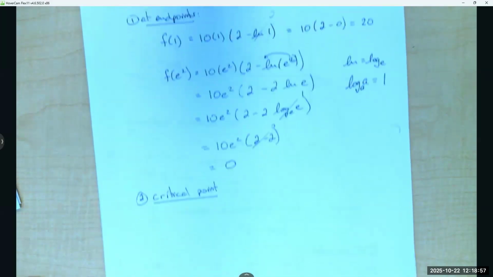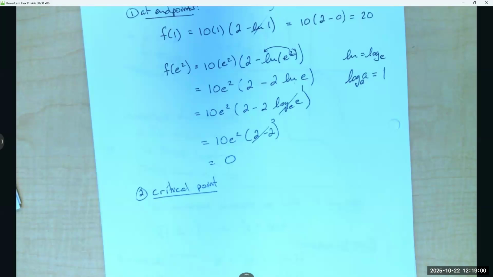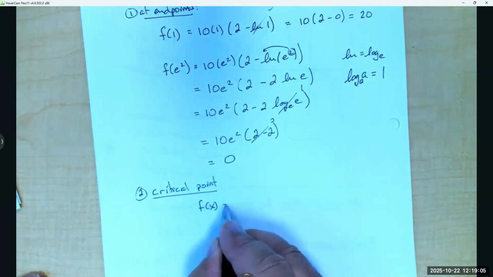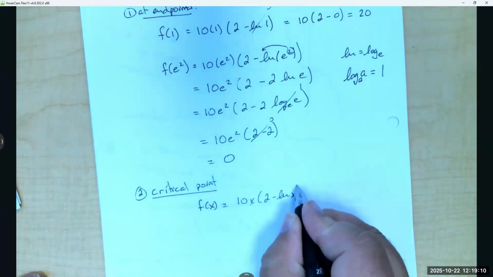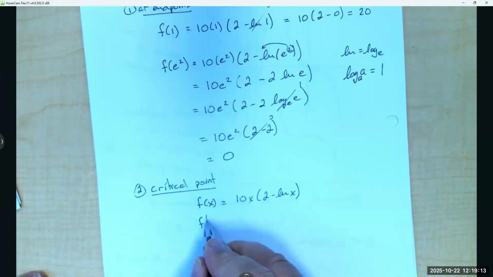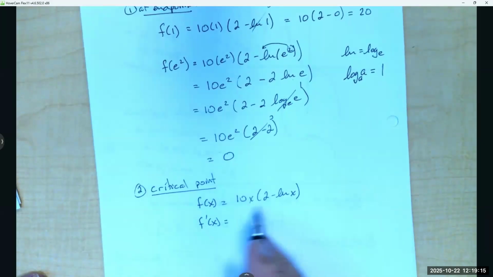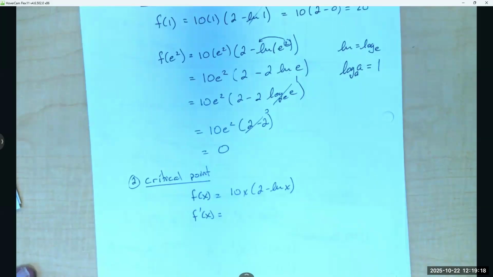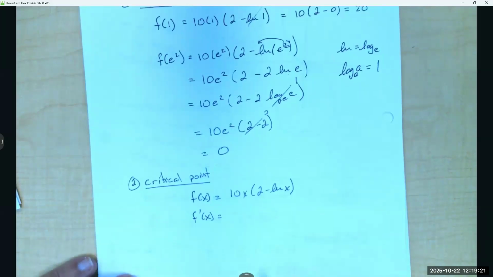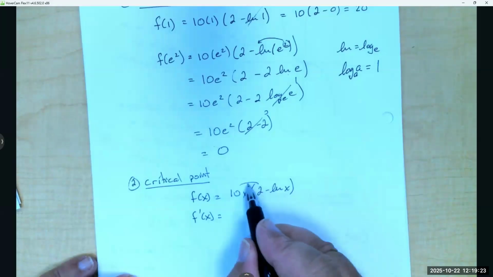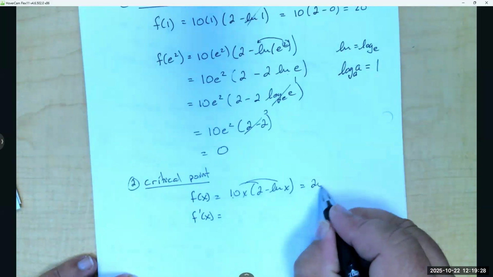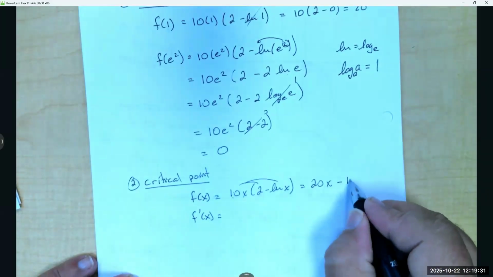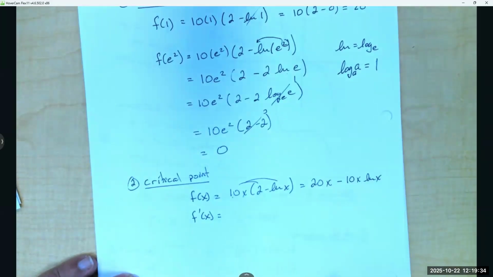The critical point. How do we find the critical point? You find the first derivative and set it to 0. Find the first derivative, very good. Set it equal to 0. So the first derivative, it's a product rule, so we got to do the product stuff. Actually, let's see. What if we distribute this? We get 10 times 2 is 20x minus 10x ln x.